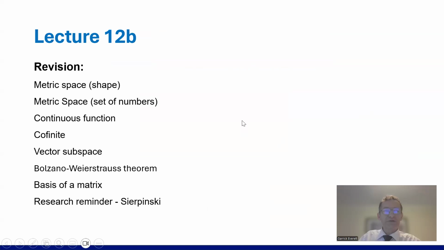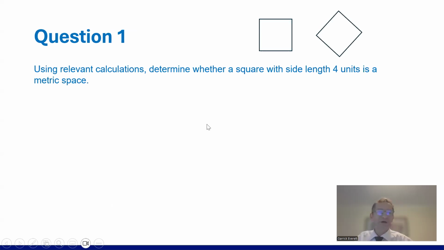So what we're doing, this is the second part of revision for assessment 3, and I've already done 7 questions. I'm going to do 7 more. So this time we'll do metric space for shape, metric space set of numbers, a continuous function, cofinite, vector subspace, Bolzano-Weierstrass, the basis of a matrix, and then a little reminder that you should have been looking at Sierpinski. Okay, so let's get into it with some questions.